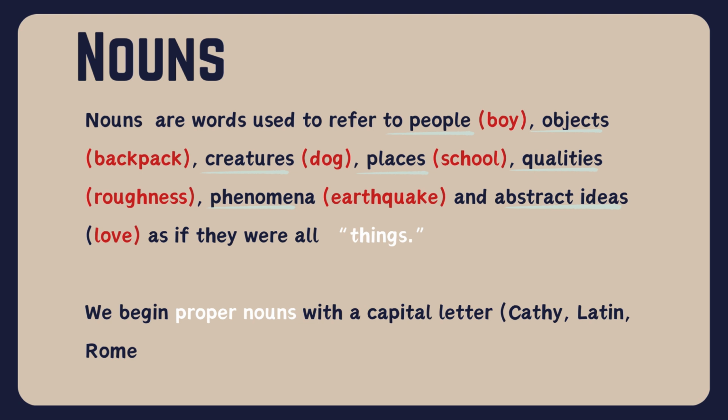Qualities include the characteristics or features like roughness. Phenomena include natural events like earthquake. Then there are abstract ideas, or concepts that are not tangible. So, for example, love, pain, sadness, and many more. Nouns can function as the subject of a sentence, like who or what the sentence is about, or the object, like who or what is affected by the actions.